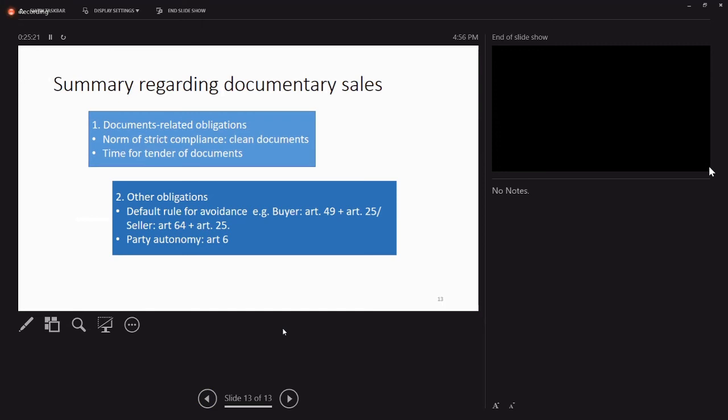So the notion there of clean documents, as well as the notion that the time for tender of documents must be strictly complied with. But insofar as we are talking about other kinds of obligations, then we are outside this norm of strict compliance. If one wants, therefore, to provide for a right of termination, that has to be expressly done. All right. So this, I think, is the burden that comes to the transactional lawyers as their clients, as Hong Kong organizations, move from SOGO into CISG.